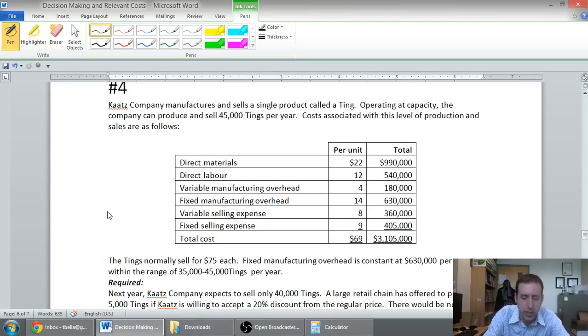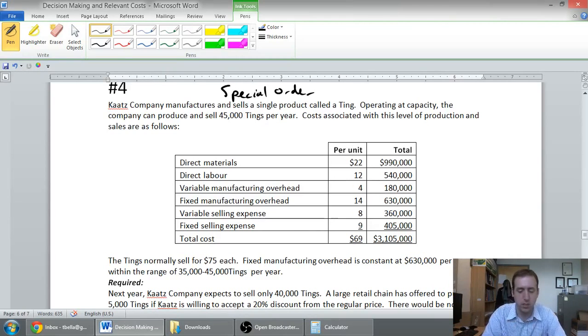So this is called a special order decision. So let's read through the question. Kate's company manufactures and sells a single product called a ting. Operating at capacity, the company can produce and sell 45,000 tings per year. Costs associated with this level of production and sales are as follows.